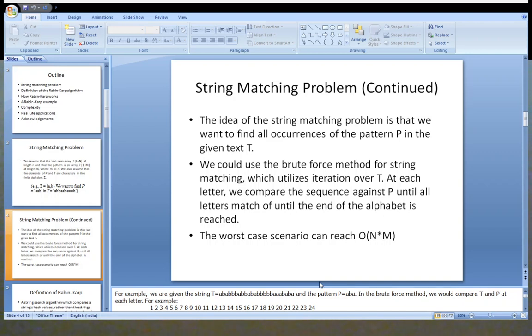We could use the brute force method for string matching, which iterates over T at each letter. We compare the sequence against P until all the letters match or the end of the pattern is reached. Here I am talking about the brute force attack. The brute force attack is the very basic kind of method in which you just move the pattern string over the given text one by one, and at every position you check whether a complete match is occurring or not. If there is a complete match at some position, then you declare the match, otherwise not.